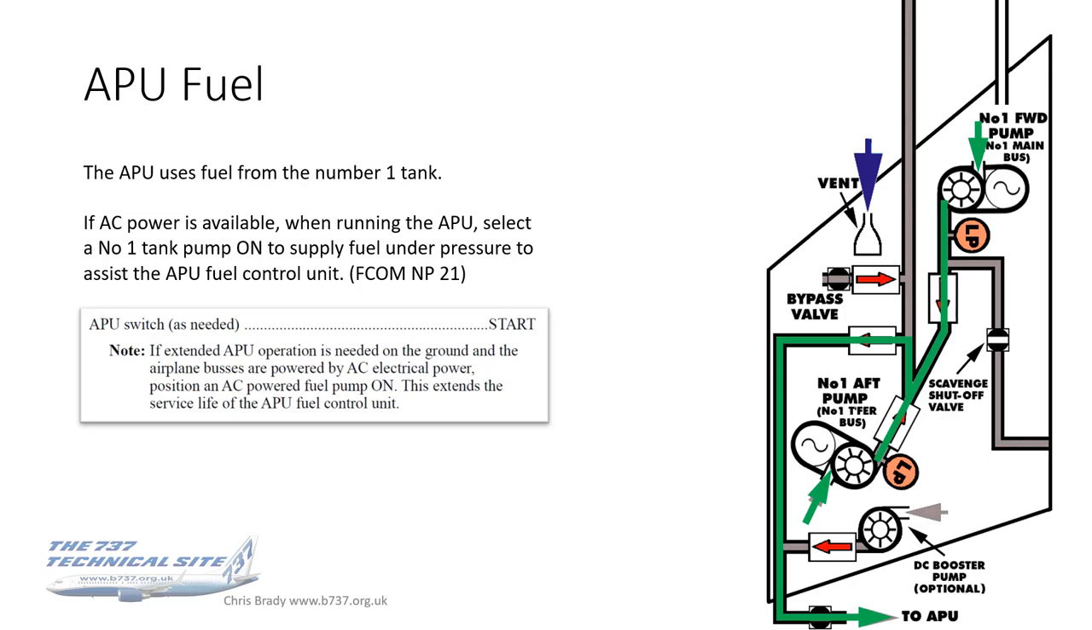Quick word on APU fuel. Back to the schematic, you can see that the APU uses fuel from the number one tank. If AC power is available when running the APU, select a number one tank pump on to supply fuel under pressure to assist the APU fuel control unit. And this note is actually given to us in the normal procedures of the FCOM.